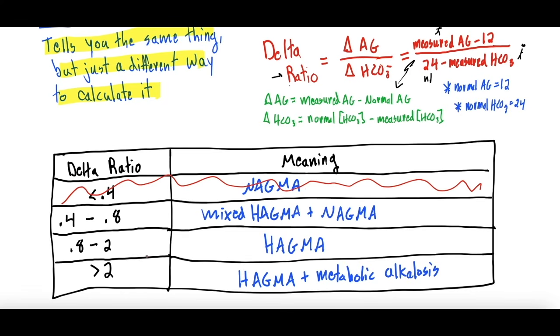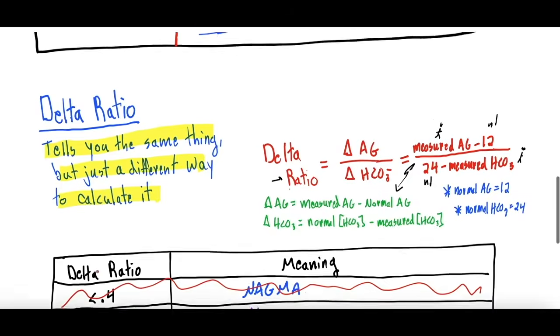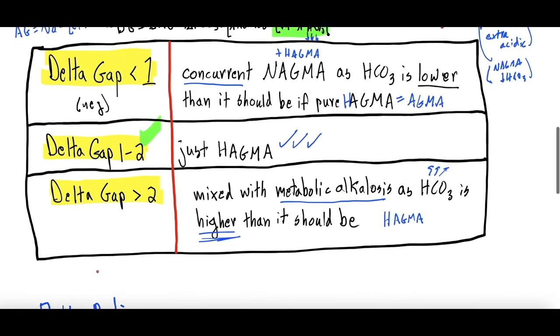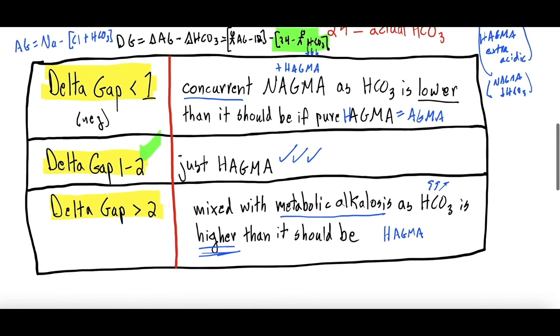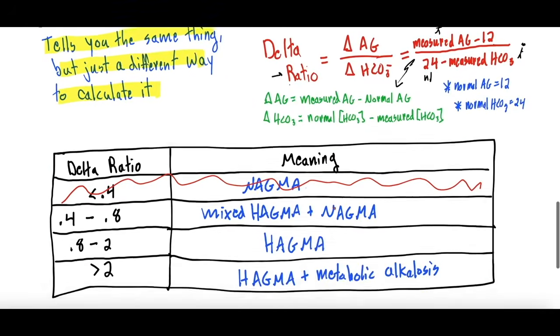Whereas these three are the equivalent to, right, we're scrolling up, are the equivalent to these three. So either you have a combined high anion gap and non-anion gap, you have just a high anion gap, or you have a high anion gap with a metabolic alkalosis. Same thing down here.